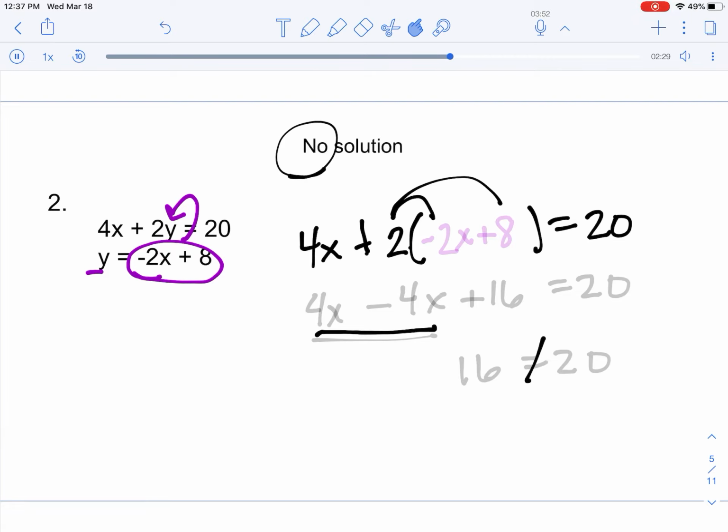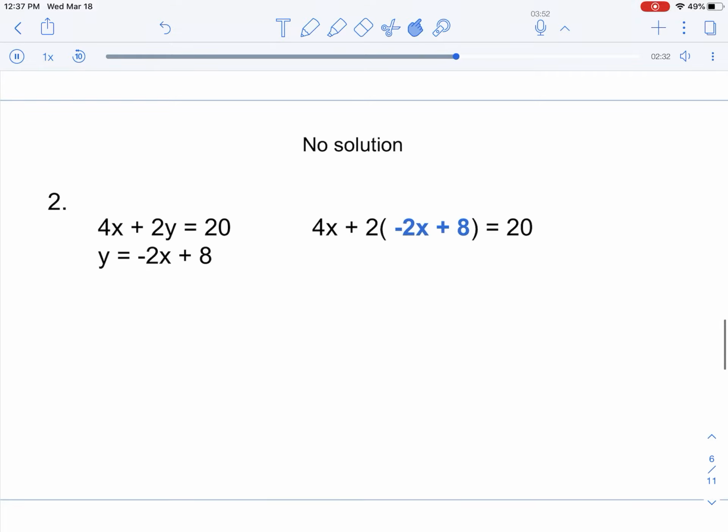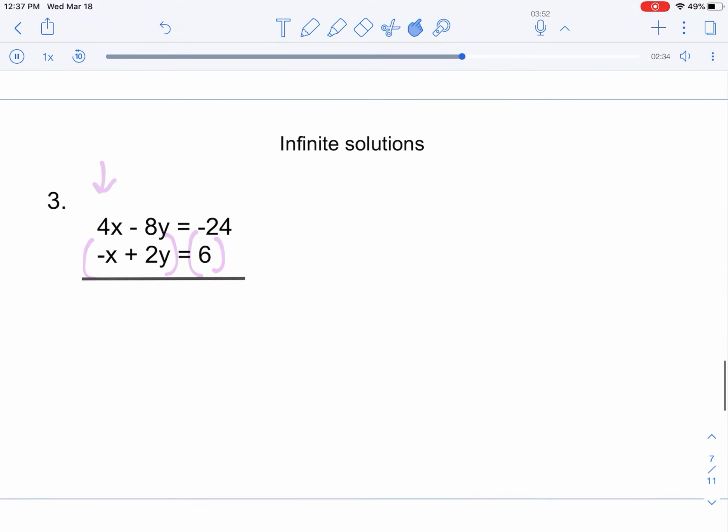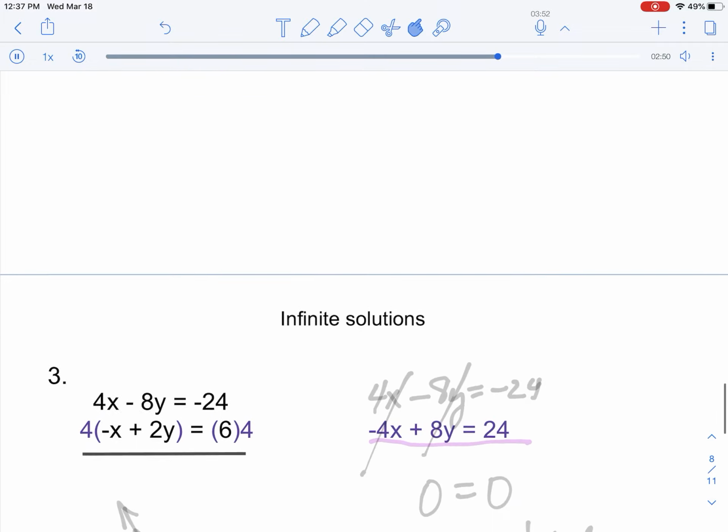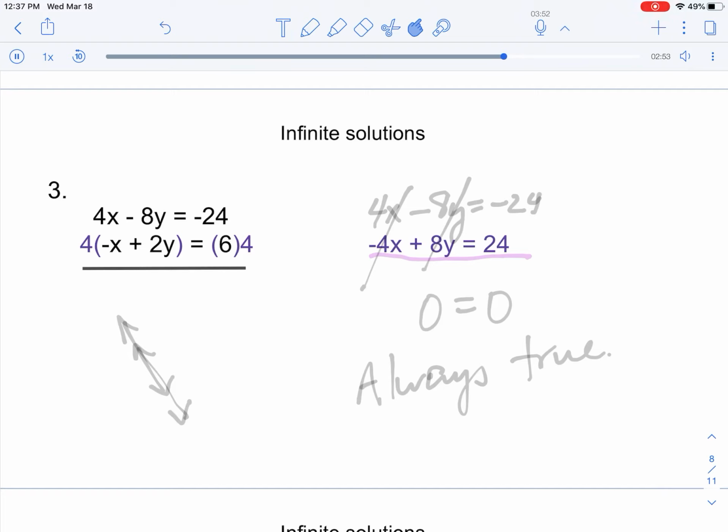Okay, the last situation we're going to look at here is infinite solutions. And let's try this one with elimination. Good way to practice that. I'm looking at my x's or my y's. I'm going to look at the x's. So I'm going to multiply something on the bottom equation in order to get an opposite of 4x. So let's multiply it by a positive 4, and I end up with this equation right here, negative 4x plus 8y equals 24. I'm going to recopy over the top equation and solve.